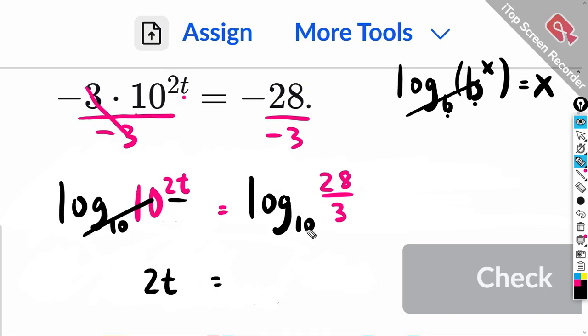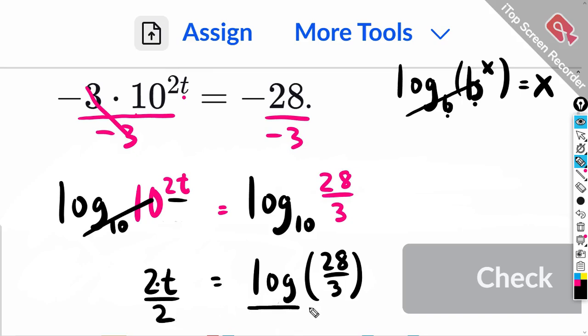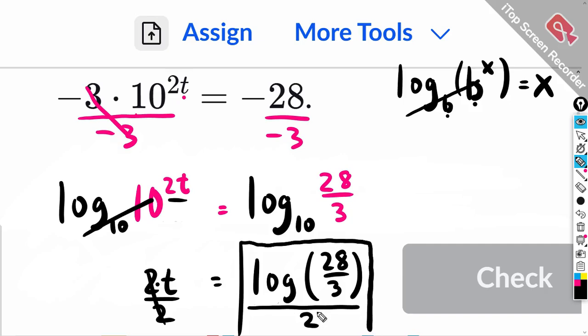And when you have log base 10, you actually don't have to write the 10. You can just write log. And that's going to be the log of 28/3. Finally, solving for t, the opposite of times 2 is divided by 2. The 2's cancel, and this is your answer in the form of log base 10. Okay, you can divide by 2, or you can put a 1/2 out front in front of the log.